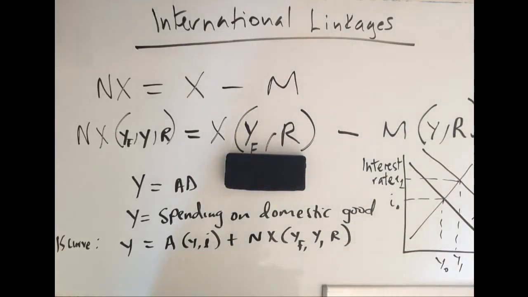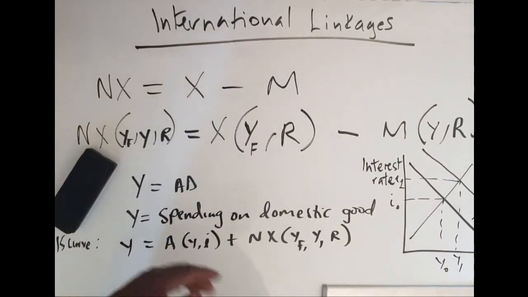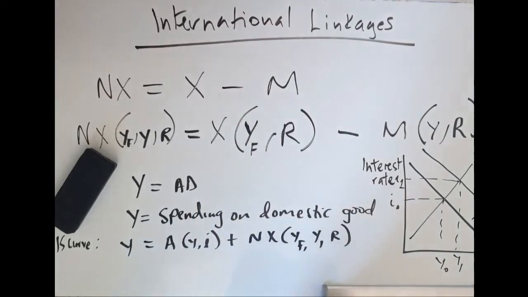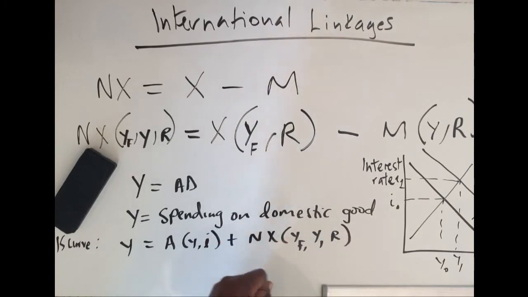That's the idea. So it's supposed to lead to a position where both output and interest rates increase. Why? Because spending on domestic goods has risen. So when there's an improvement in the trade position, it implies that spending on domestic goods is rising and the IS curve shifts to the right. But if there's a deterioration in the trade position of a country, spending on domestic goods is decreasing and the IS curve will shift to the left.